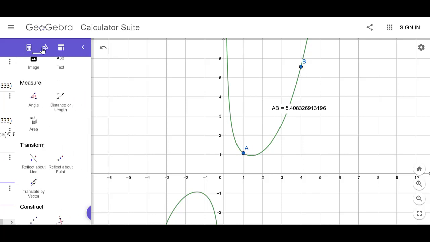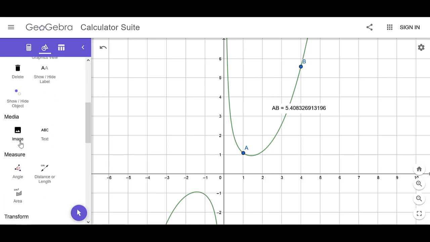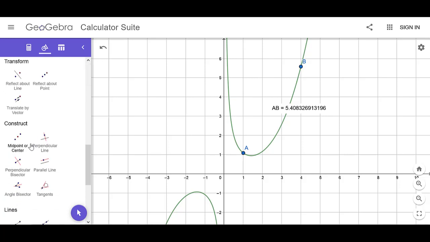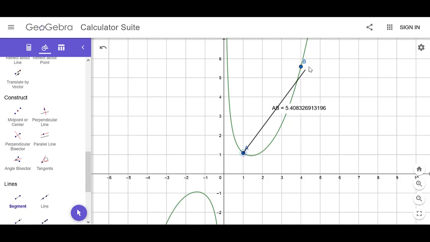Let me see if I can draw that line for you really quick so you know what I'm talking about. Our actual arc length is going to be longer because our curve is longer than this straight line that we just drew. There we go. So when we do our calculations, we should expect a number a little bigger than 5.4.